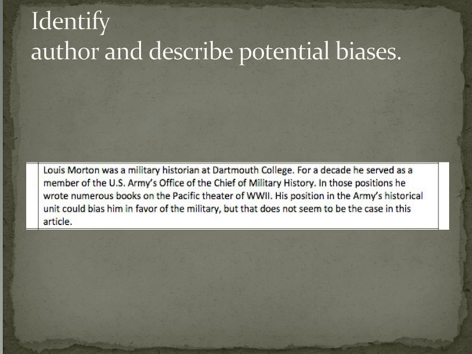Okay, so that is the author and the potential biases. So this is where we're going to ask you to literally Google the author and try to see where they worked and who they were and what they are known for.